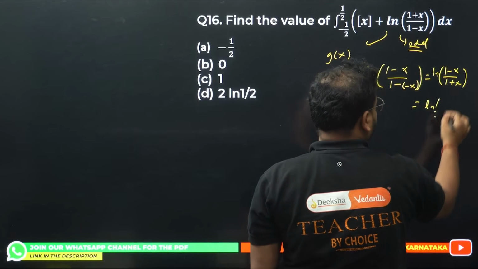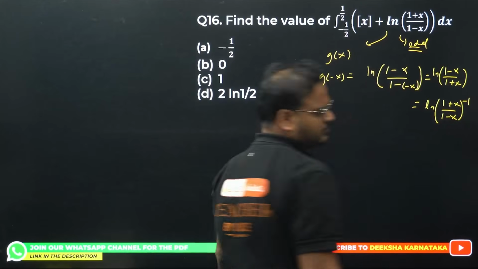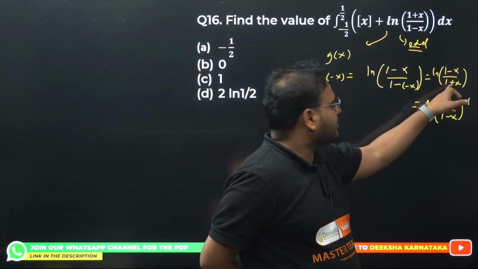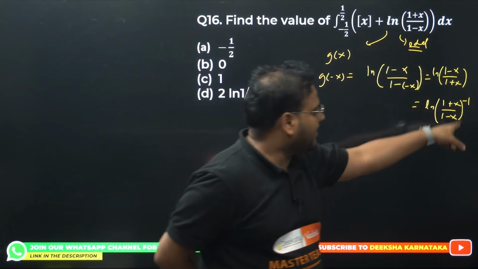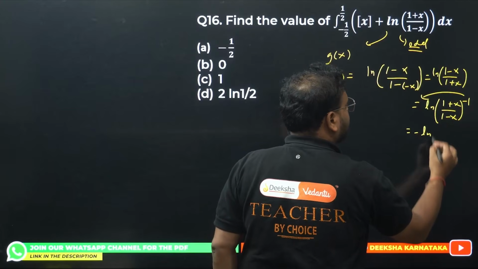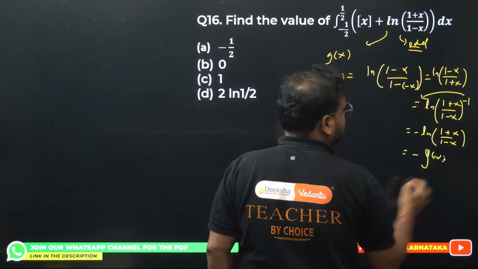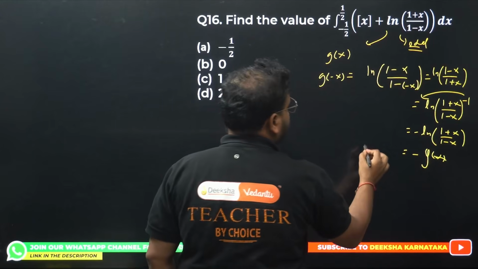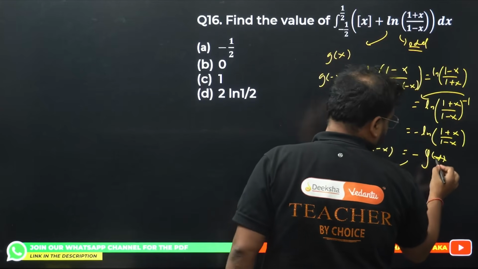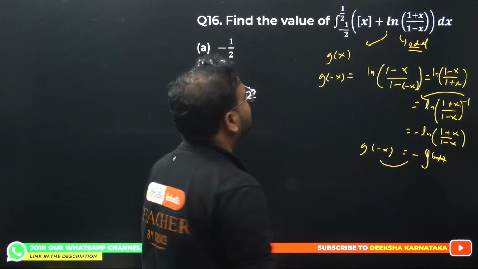Let's do one thing. Take reciprocal. It will become 1 plus x upon 1 minus x to the power minus 1. Correct? I can take the reciprocal for the base, right? 1 minus x is here, 1 plus x is here. I'm taking reciprocal, so power becomes minus 1. Take the power in front of this. It will become minus ln of 1 plus x upon 1 minus x, which is minus g of x. Started with g of minus x. It means odd function. G of minus x is minus g of x, so odd function.